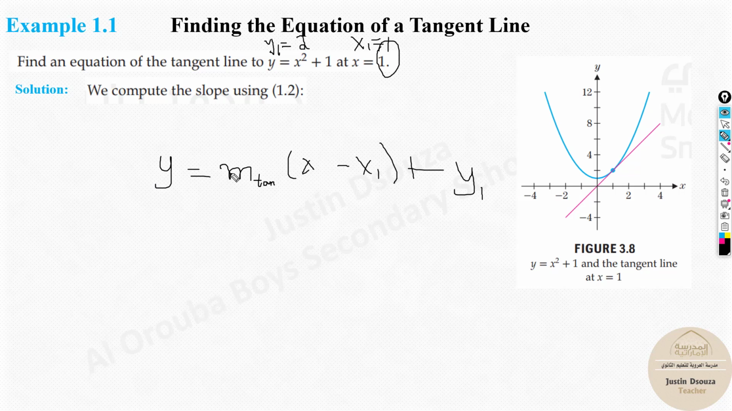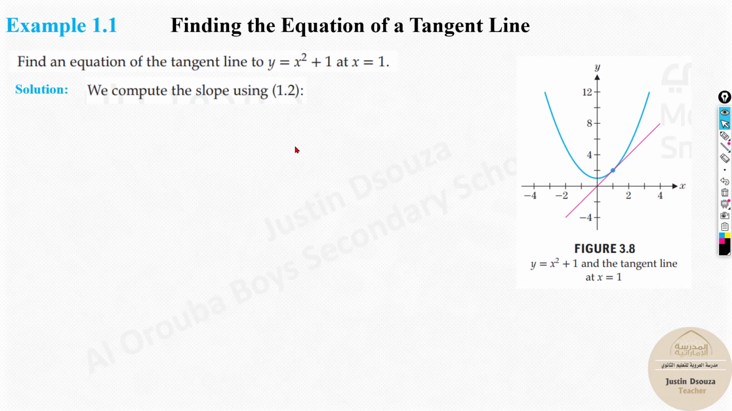We need the slope, sorry, not the tangent, slope. We need only the slope, everything else is known. x1 is known, y1 is known. How do we solve it? We use the formula which we just now derived a while ago. So we need to use this formula and solve for the slope. Now let us do it.